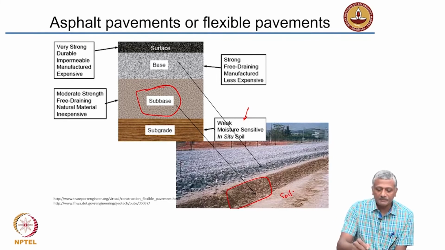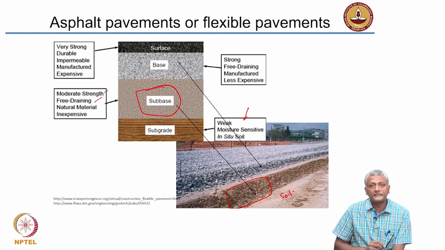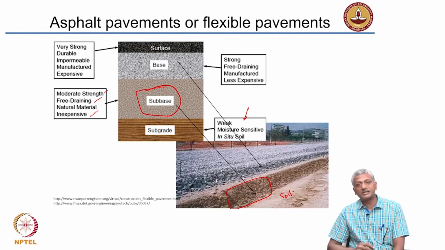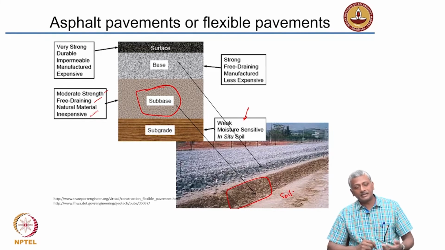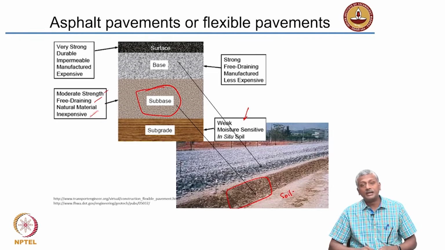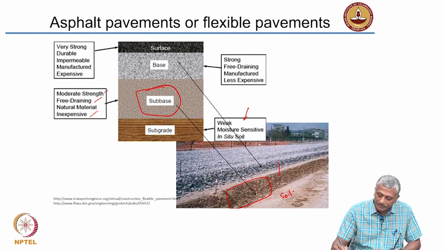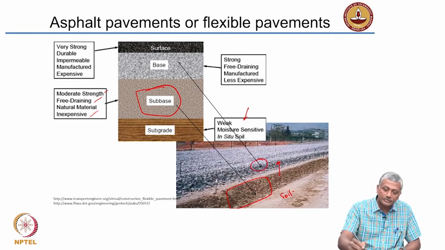Okay. The subbase itself has a moderate strength, it is free draining, that means the water can get out of it. It is usually made with natural materials, as I said, with sand or stone, and with sand or soil, and it is inexpensive. As you go up to the next layer, this becomes the base course.